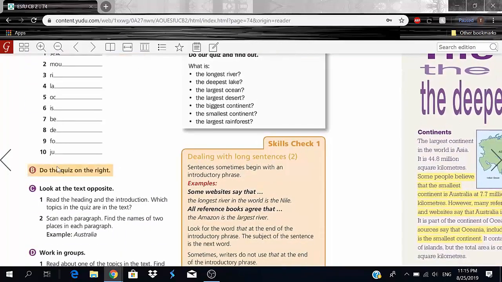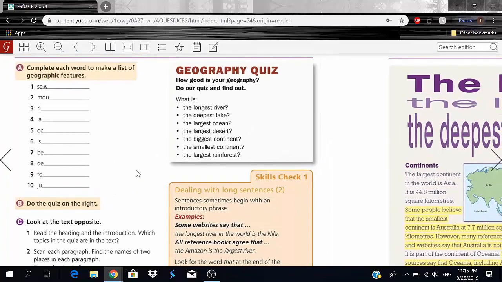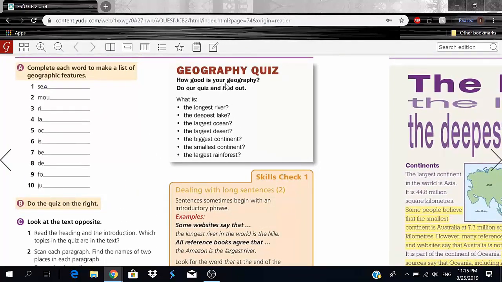Now we have exercise B, do the quiz on the right. So we have this quiz right here. How good is your geography? Do your quiz and find out. So in this quiz we have some really nice questions, actually. What is the longest river, the deepest lake, the largest ocean, the largest desert, the biggest continent, the smallest continent, the largest rainforest? Okay, so most of you probably do not know every single one of these answers.